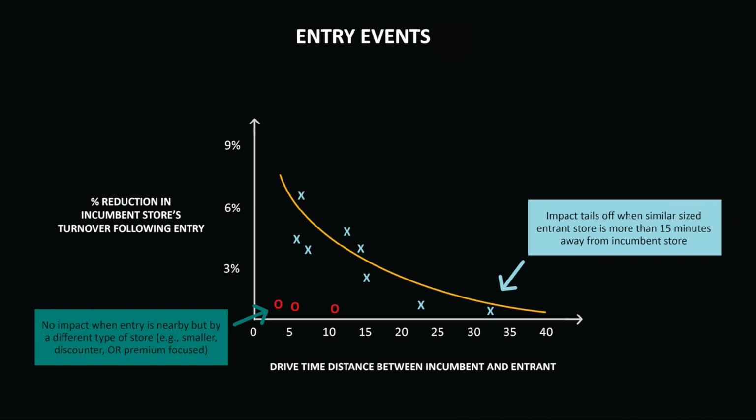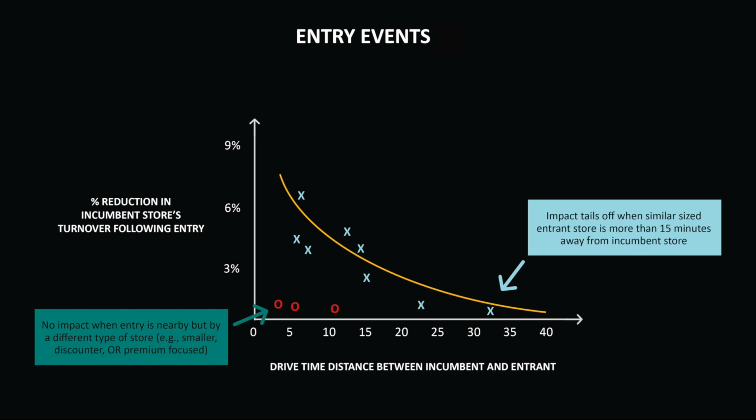So on this slide, we present a hypothetical example. On the vertical axis, we show the percentage reduction in an incumbent store's turnover when another supermarket enters nearby. On the horizontal axis, we show how close the entry occurs. So here we show 5, 10, 15, 20 minutes drive time distance away. The crosses show the relationship between how close entry is and the impact on the incumbent store's turnover.